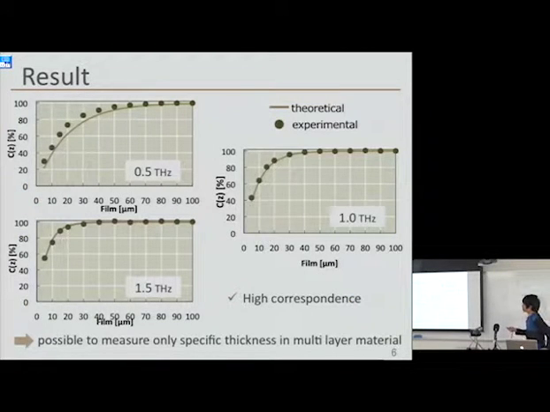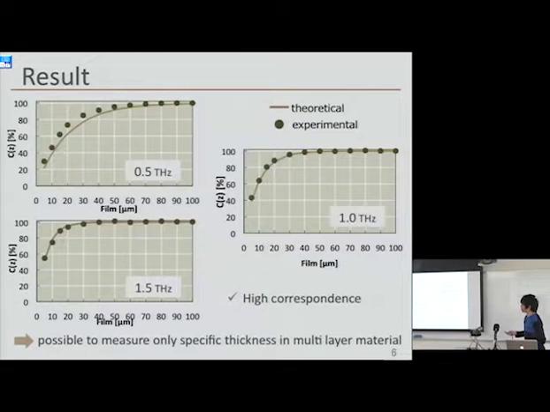This is the result. The line is the theoretical data calculated by the theoretical equation, and the dots are the experimental data from this model experiment. I show the results at 0.5 terahertz, 1.0 terahertz, and 1.5 terahertz. You can see there is high correspondence between the theoretical and the experimental data. So from this data, it is suggested that we can measure only a specific thickness in a multilayer material.